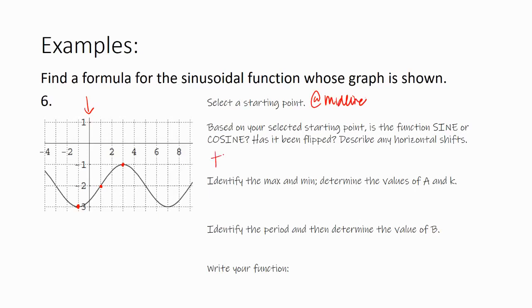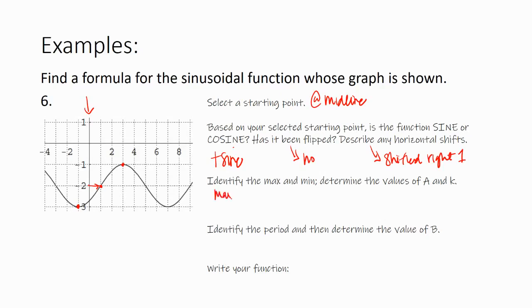And so that is a positive sine because it starts at the midline and goes up. So it has not been flipped, but there is a horizontal shift. It has been shifted to the right one. And it went right one because normally you start on the y-axis, but it has been shifted to the right one and it's starting at 1 instead.